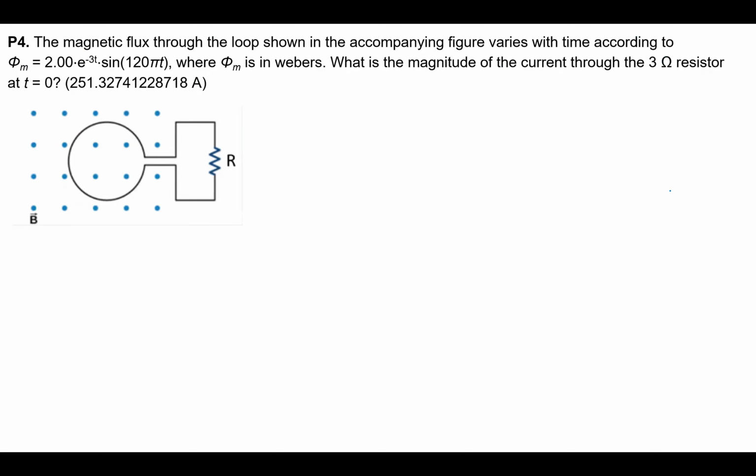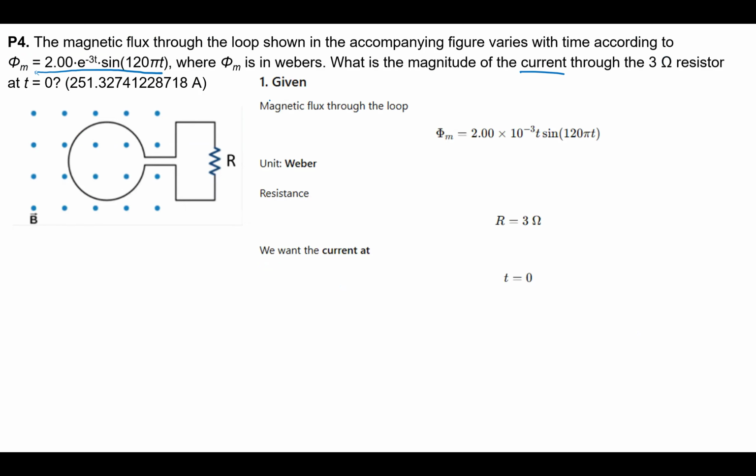Now we have another problem. In this case, magnetic flux is given as a function of time, and it is asked what is the magnitude of the current through the loop. So we note that the magnetic flux through the loop is given as a function of t, here's a t, and there's another t.